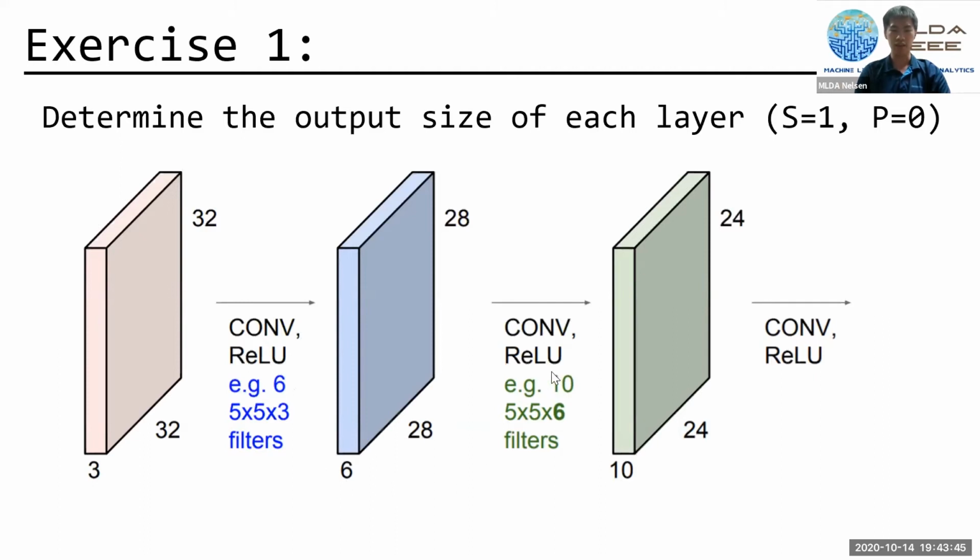Similarly, the number of filters here will be 10, so the number of channels here will be 10. So this 6 will follow this 6, which is the number of channels, as I mentioned earlier. Filters do have the same number of channels as the input, but the number of filters here will determine the number of channels in the next layer. And the filter size 5 times 5 only plays a role in the width and the height. If you plug in the formula, which I believe everyone can do, you will get 24 here and 28 here.